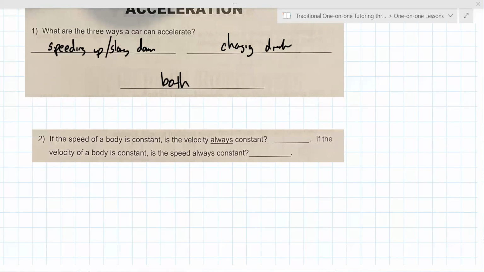So let me see if I can help here. If the speed of a body is constant, is the velocity? I want to get this right before I say it.